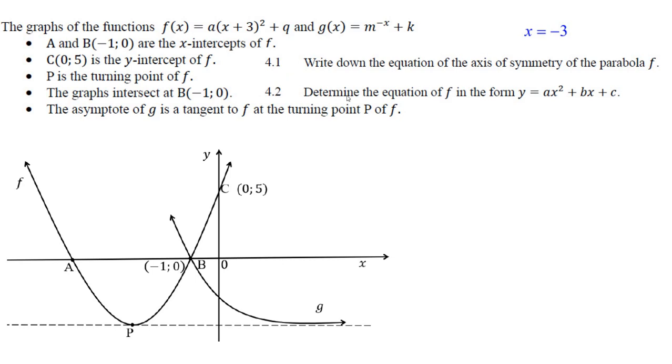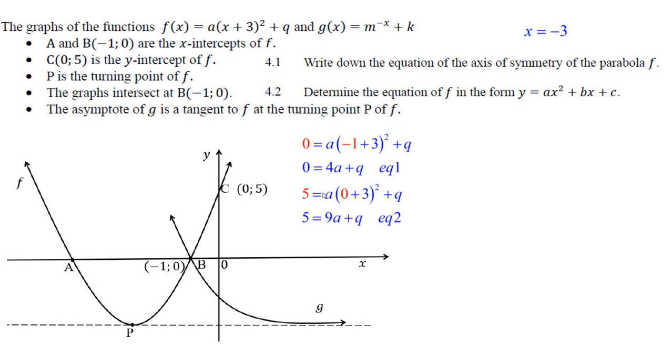Now to determine the equation of f in this form, well, that's a little trickier. We've got the function f, here it is, but we've got (0, 5), and we've got (minus 1, 0). Now the way I did it, I put in minus 1 for x and 0 for y, and then I got an equation. That's going to be 4a plus q equals 0.